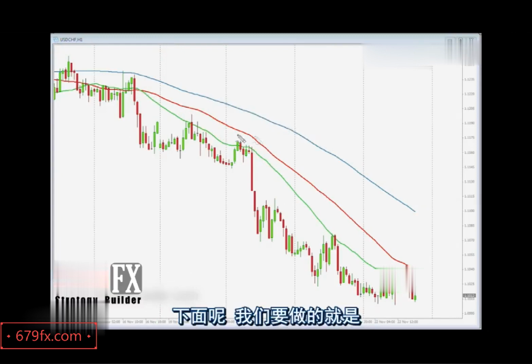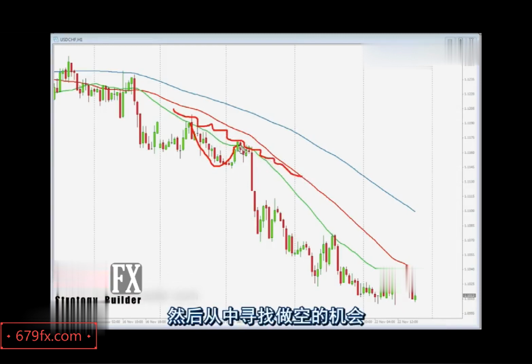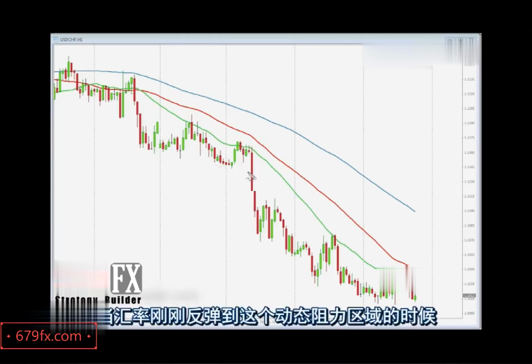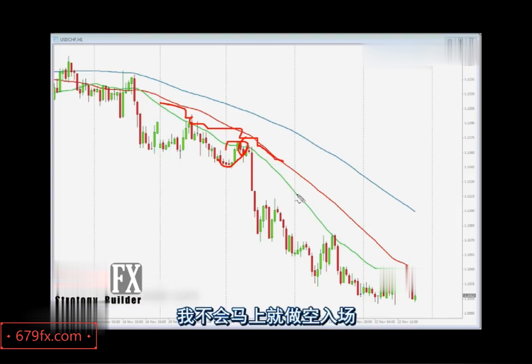Okay, from this moment on, my main trading strategy will be to wait for pullbacks to the dynamic area of resistance, and from there I'm going to be searching for short entries, and only short entries. Of course, I'm not going to enter any trade just as price retraces back to the dynamic area of resistance. I am not just going to enter short in the market out of the blue.